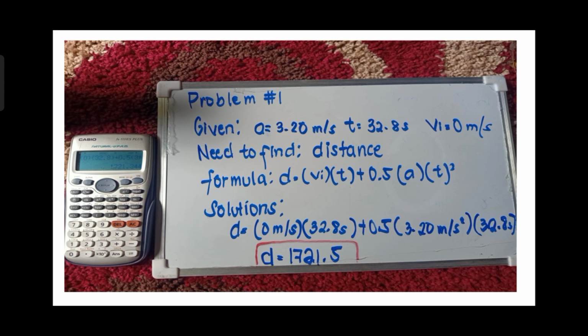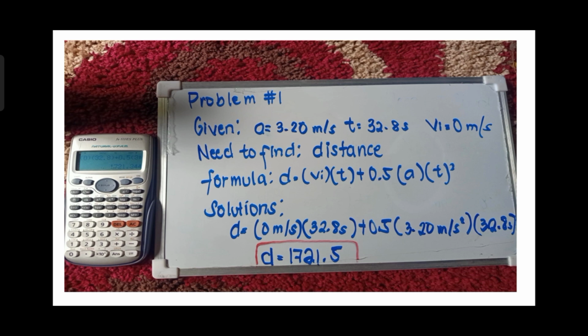As you can see in the picture, the given are acceleration equal to 3.20 meters per second squared, time is 32.8 seconds, and initial velocity is 0 meters per second. What we need to find is the distance, and the formula to find that is distance is equal to initial velocity multiplied by time plus 0.5 multiplied by acceleration and time squared. Let's see the solution and substitution.